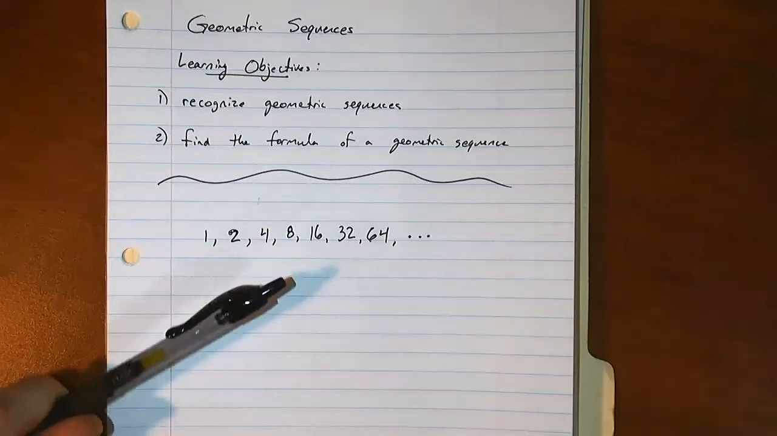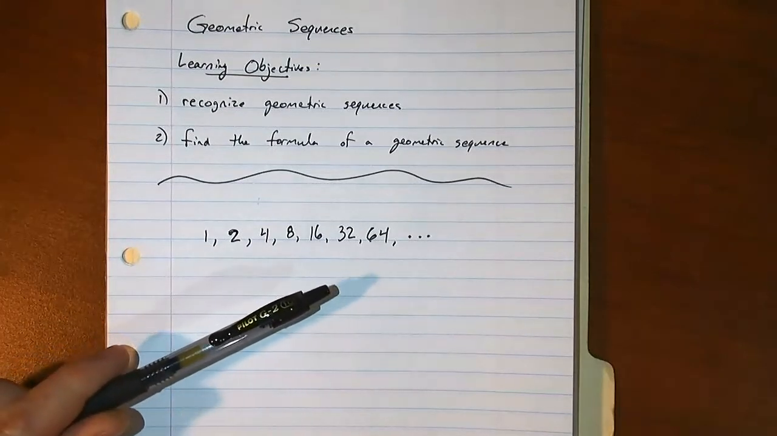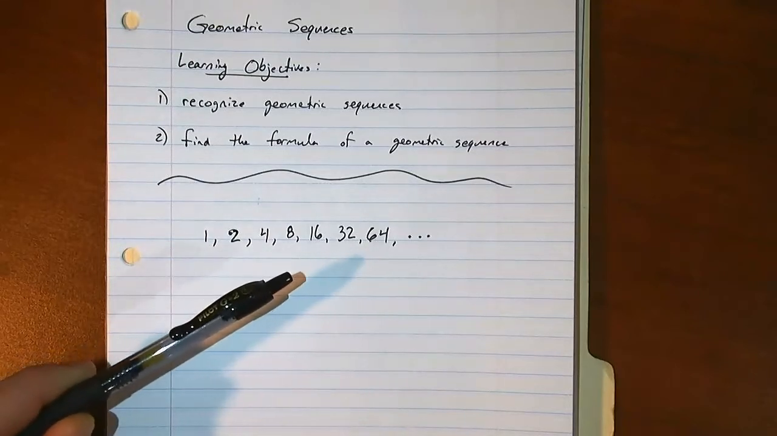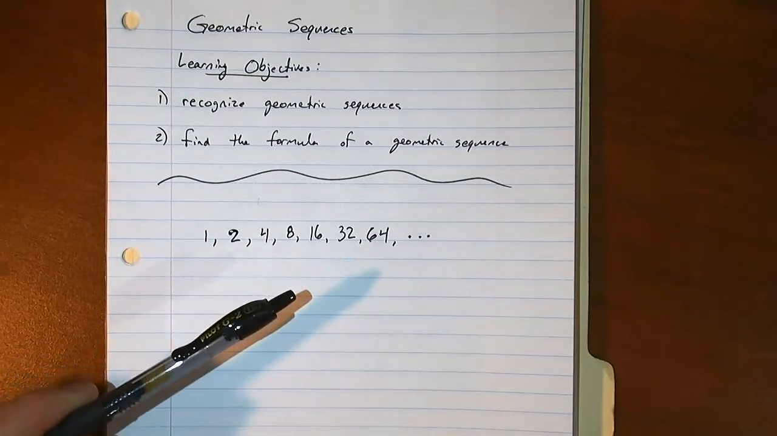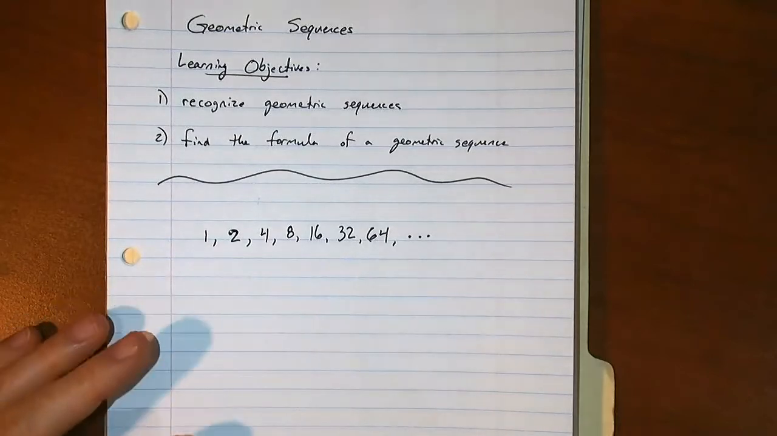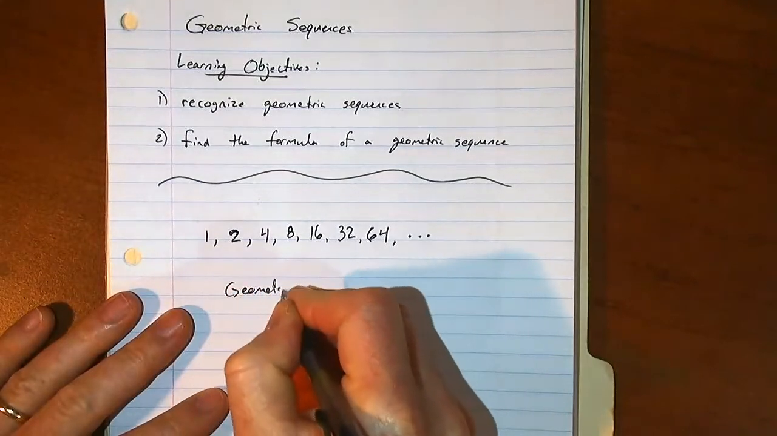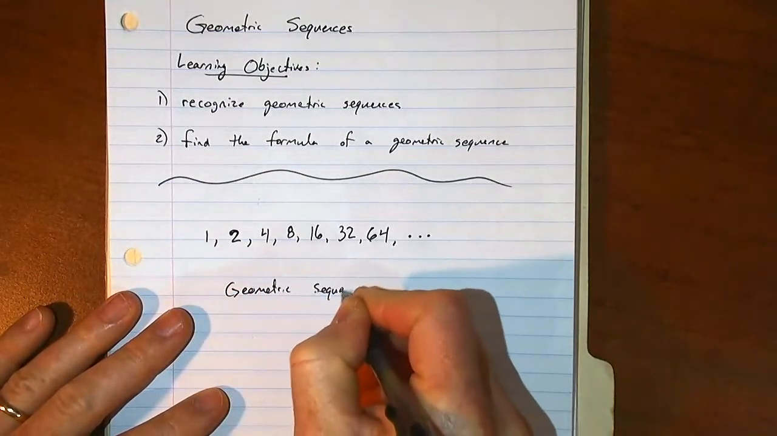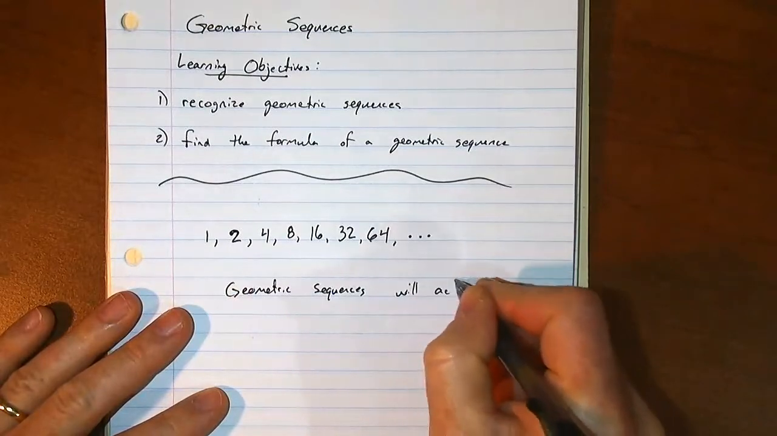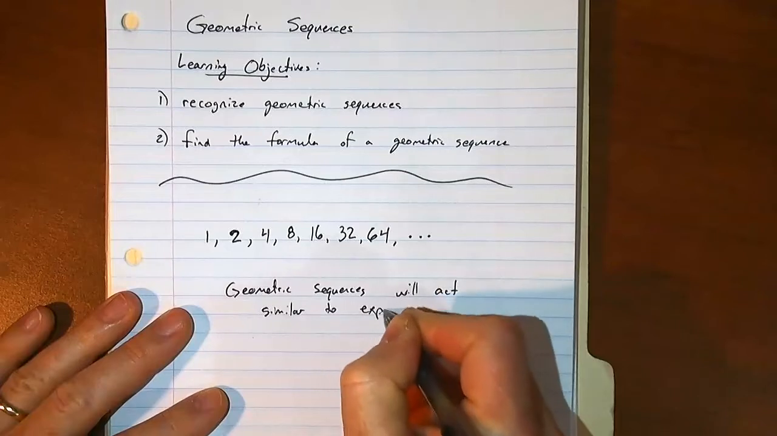But we also studied functions where we found the y values were steadily increasing by a constant multiplier. Can you remember which kind of function increased by a steady multiplier? It was exponential functions. So what we're going to find is that geometric sequences will act in a way that's very similar to exponential functions.